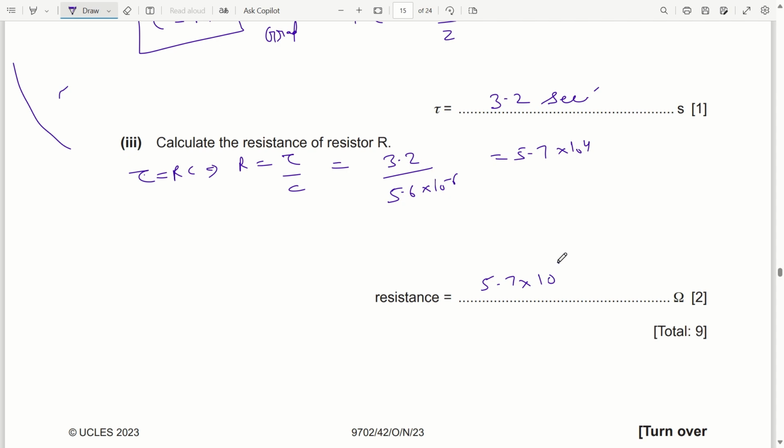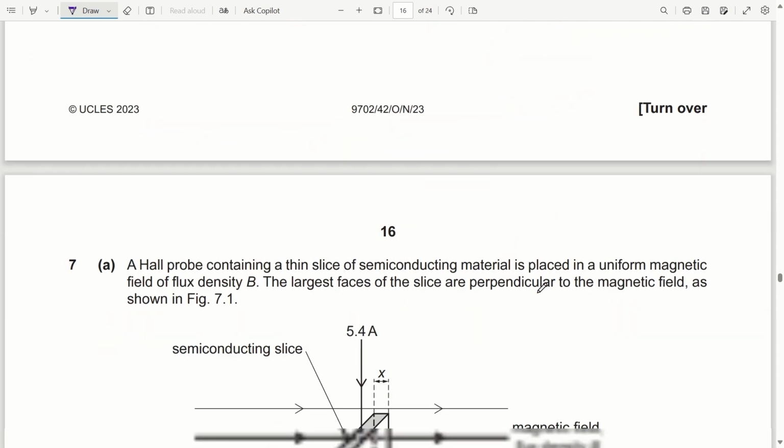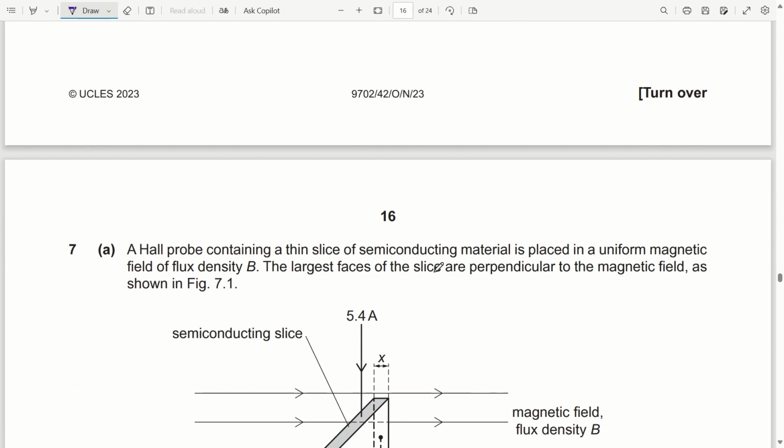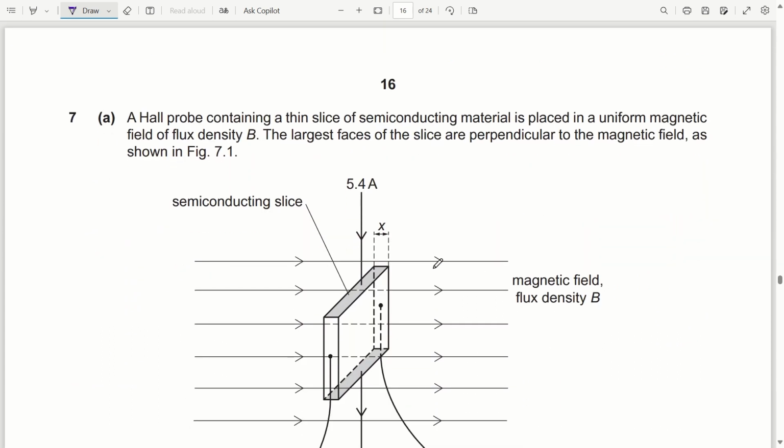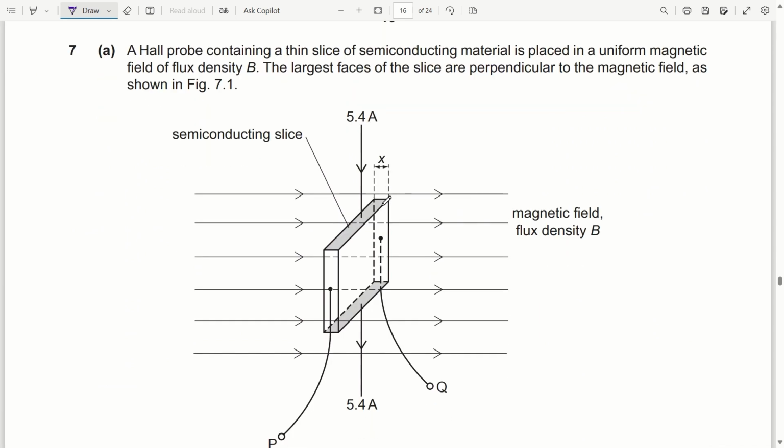Resistance is 5.7 into 10 raised to power 4 ohm. Now move on to question number 7. A Hall probe containing a thin slice of semiconducting material is placed in a uniform magnetic field of flux density B. Largest faces of the slice are perpendicular to the magnetic field. Magnetic field is in this direction. Current is in this direction.